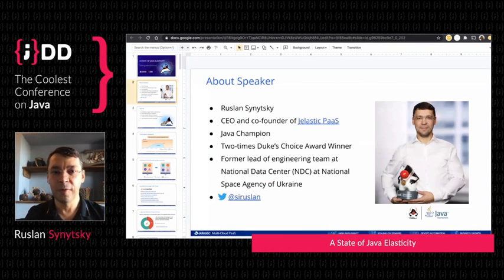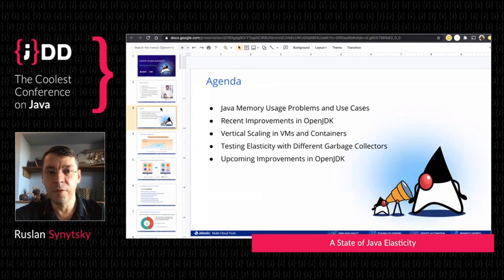A little bit about myself. I am co-founder and CEO of Elastic Platform as a Service. I'm also a Java champion and creator of 2 products that won Duke's Choice Award. I'm deeply involved in development of cloud computing technologies and participate in the Java community actively as well, specifically focusing on vertical scaling of Java and Java elasticity. So this is the reason why I'm speaking about elasticity in general.